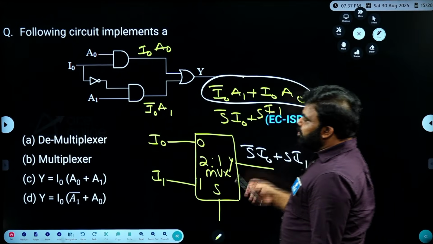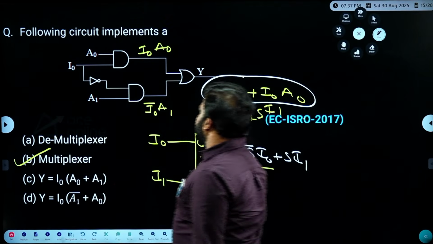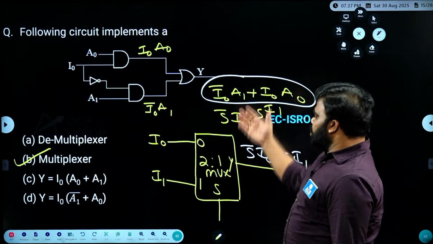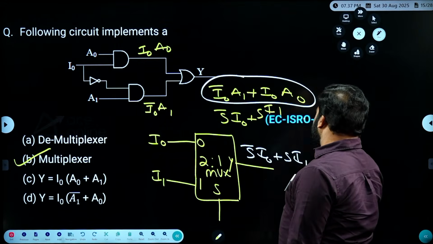So it is going to be a multiplexer. Very simple circuit, which is a known circuit. A 2:1 multiplexer output is nothing but S bar I naught plus S into I1.